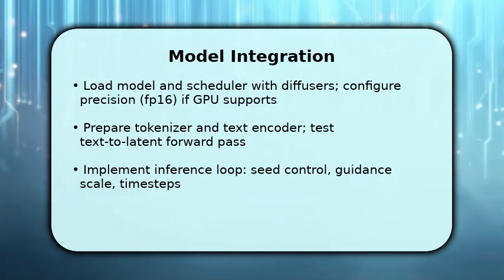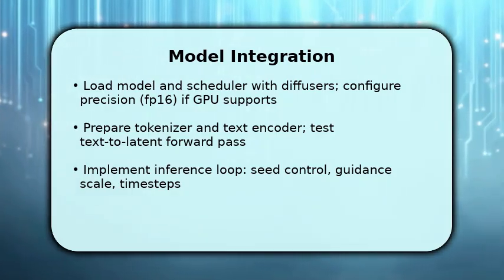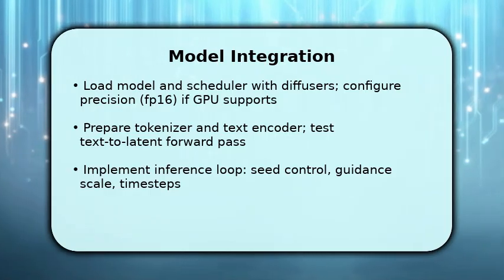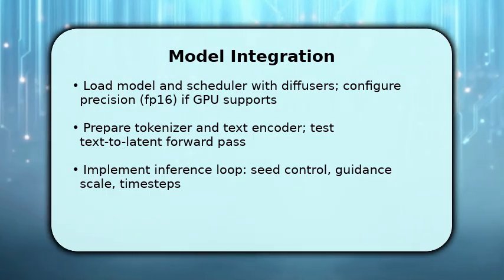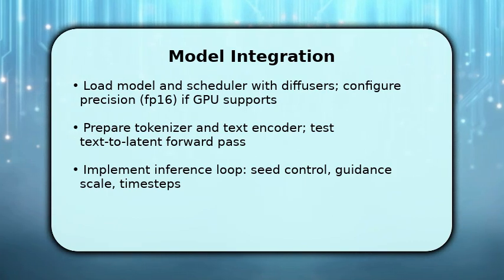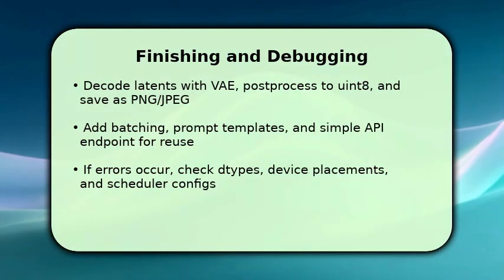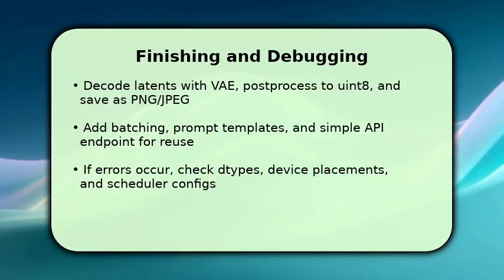Implement seed control, classifier-free guidance, and choose time steps. These control image quality and diversity. Make sure to test a single forward pass before full sampling to catch shape or dtype mismatches. Finish by decoding latents, converting to image tensors, then saving as PNG or JPEG.